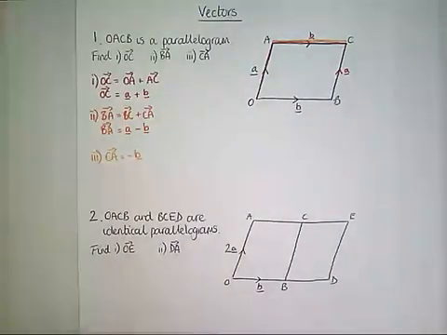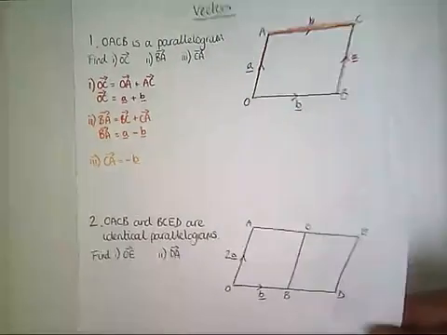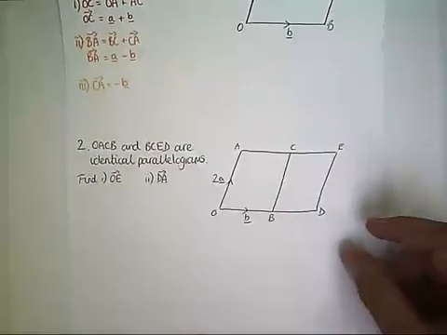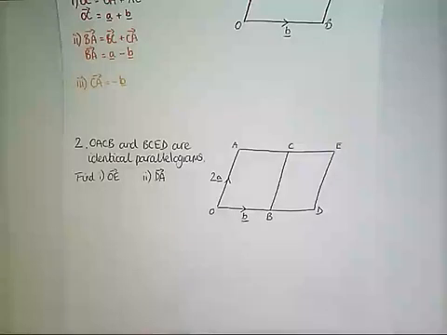So it's just minus b. Okay, let's have a look at the second question then. On the second question, we've got two identical parallelograms put together. Okay, so OACB is identical to BCED.